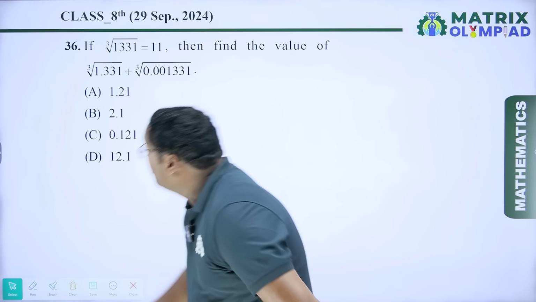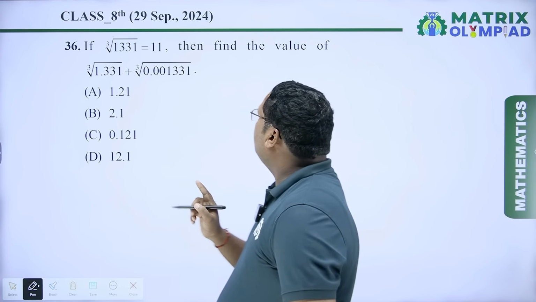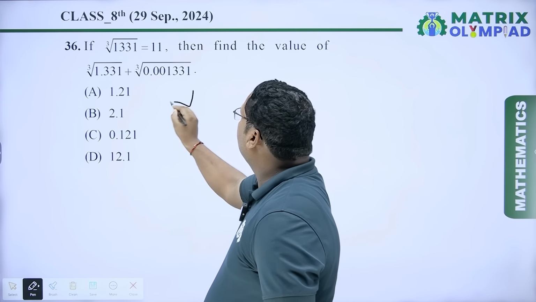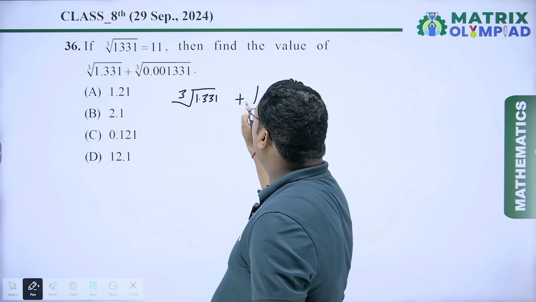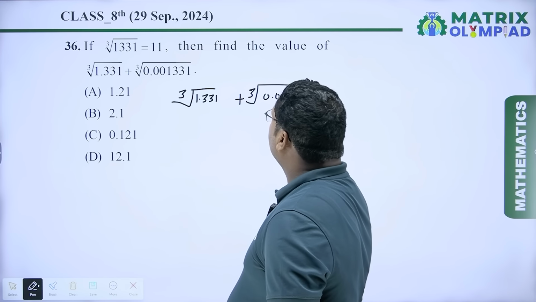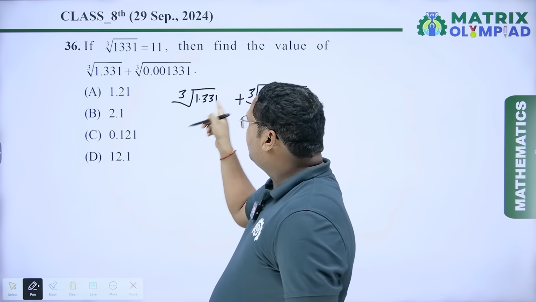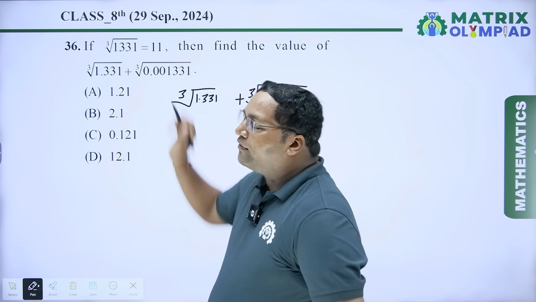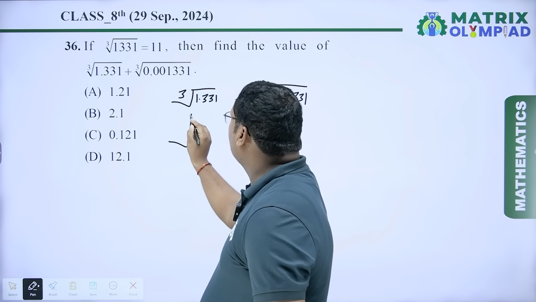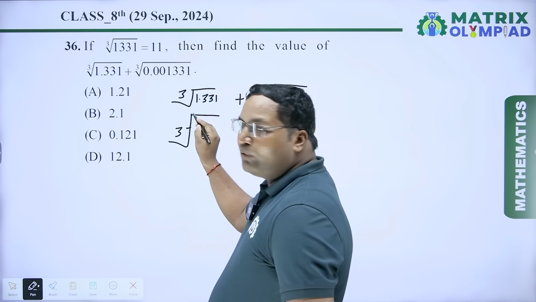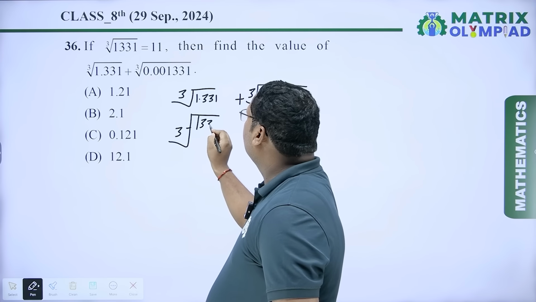Again, the next question is question number 36. If the cube root of 1331 is 11, then find the value of the cube root of 1.331 plus the cube root of 0.001331. First we have to make these decimal numbers into the cube root of 1331 because we know the value of the cube root of 1331, that is 11. So here we have to divide this number by 1000 because after the decimal there are 3 digits.